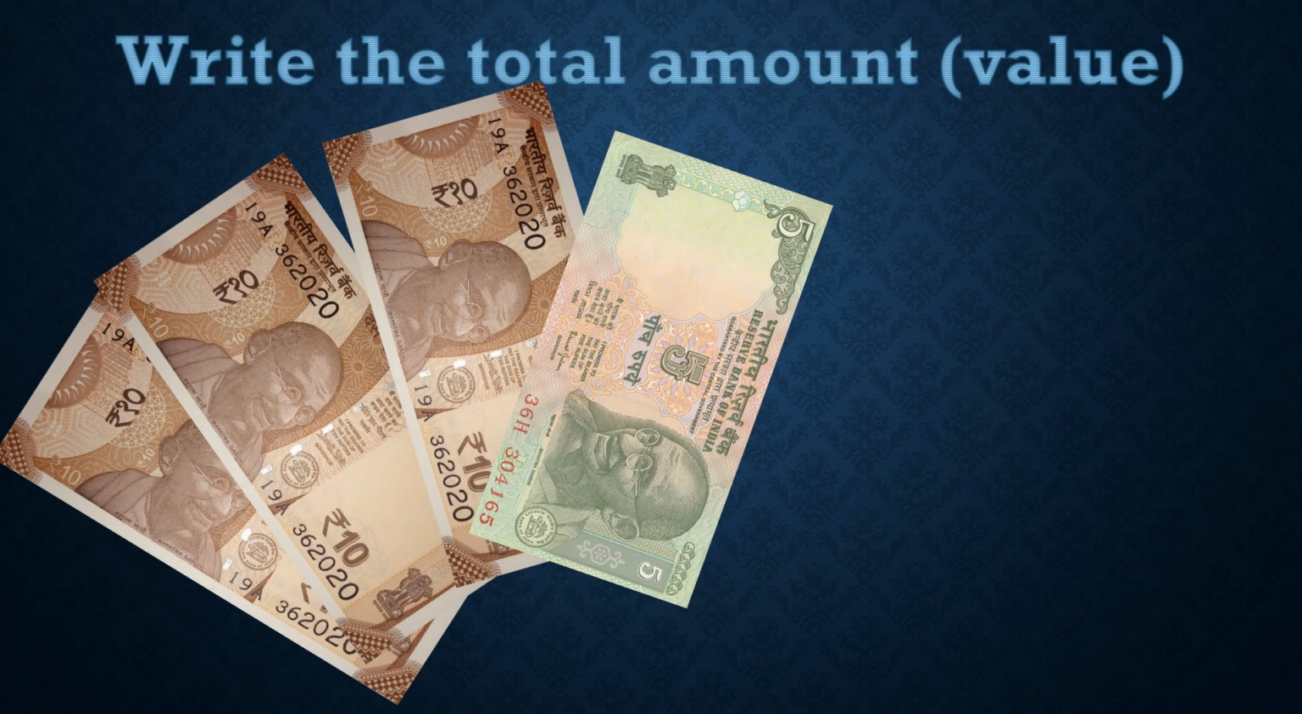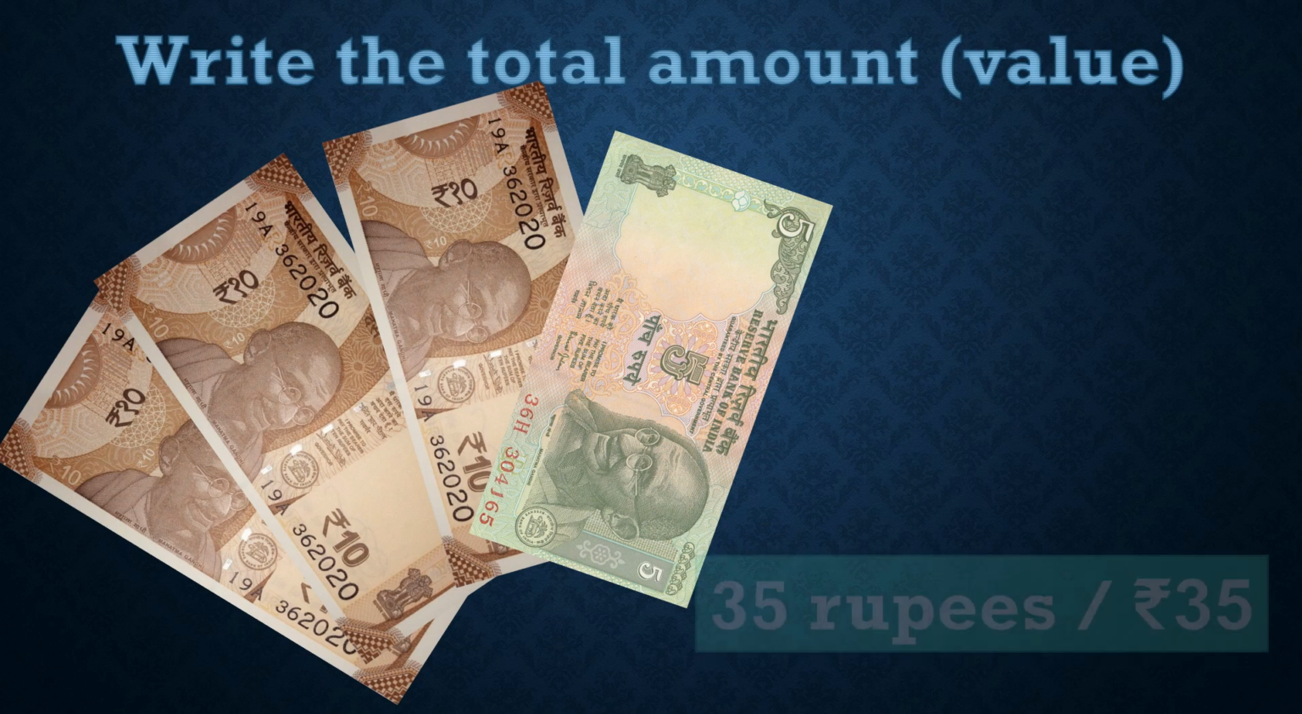We see here that there are 3 10 rupees notes and 1 5 rupees note. So let us add them. 10 plus 10 we get 20, 20 plus 10 we get 30, 30 plus 5 we get 35 rupees. So the total value of these notes is 35 rupees.